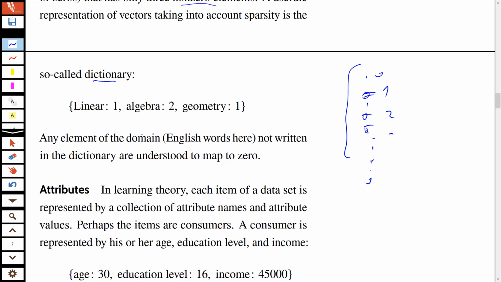And anything not appearing, so the definition of a dictionary is that any element of the domain, and here the domain is all the English words, not written in the dictionary is understood to map to 0. So that 0 is actually implicit. The problem with this traditional listing of elements of a vector is that you have to write those zeros as well. You cannot eliminate them.